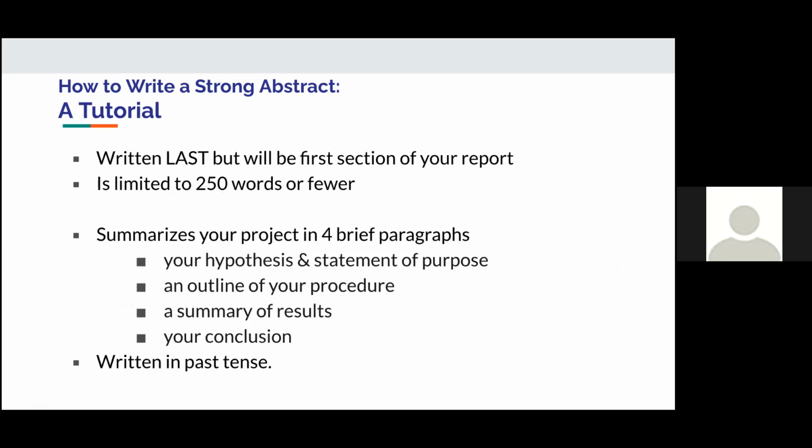So how to write a strong abstract. It is written last, but it will be the first section of your report. So think about it as a first impression, because the judges will see the abstract first. You have to limit it to 250 words or fewer, and it summarizes your project in 4 brief paragraphs: your hypothesis and statement of purpose, an outline of your procedure, a summary of your results, and your conclusion, and it's written in the past tense.